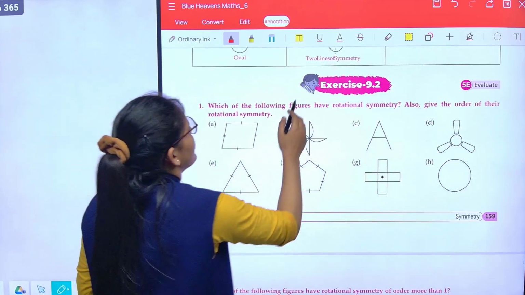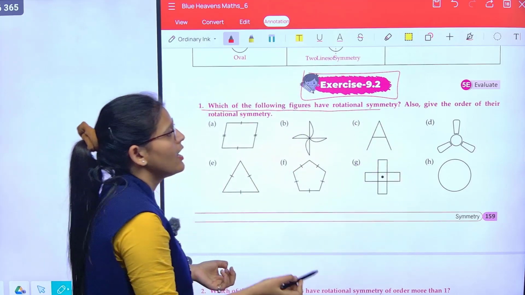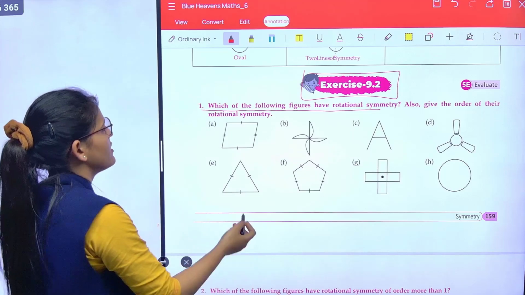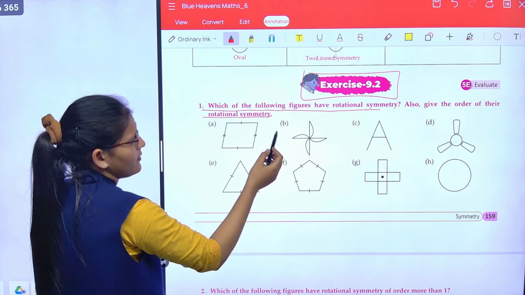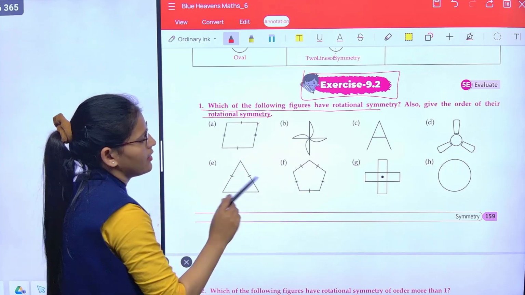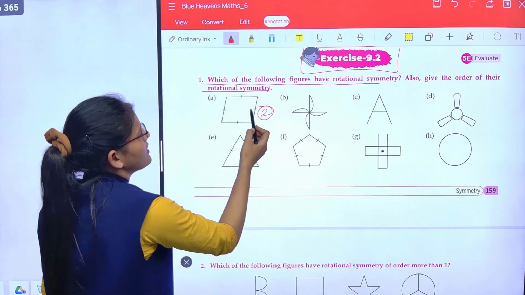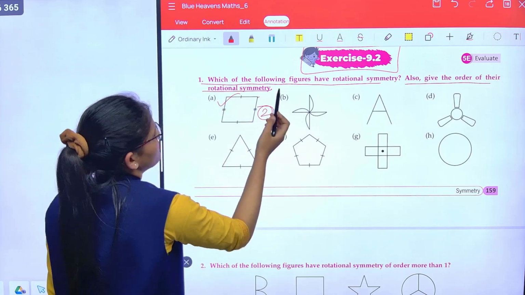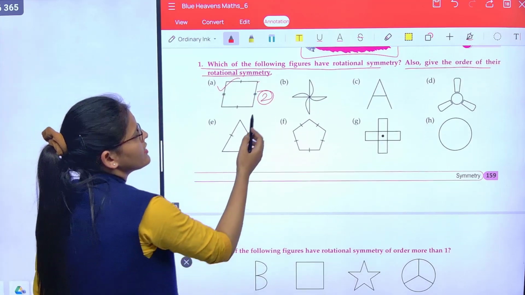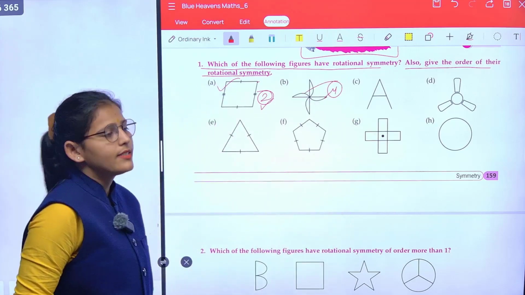Come on, exercise 9.2. Which of the following figures have rotational symmetry? Also give the order of their rotational symmetry. Class, you can see here. This is rotational symmetry. Which of the following figures have rotational symmetry? Now class, here it is. And also give the order of their rotational symmetry. Class, the order of rotational symmetry here is 2 and here is 4, class. Rest of the parts, do yourself.